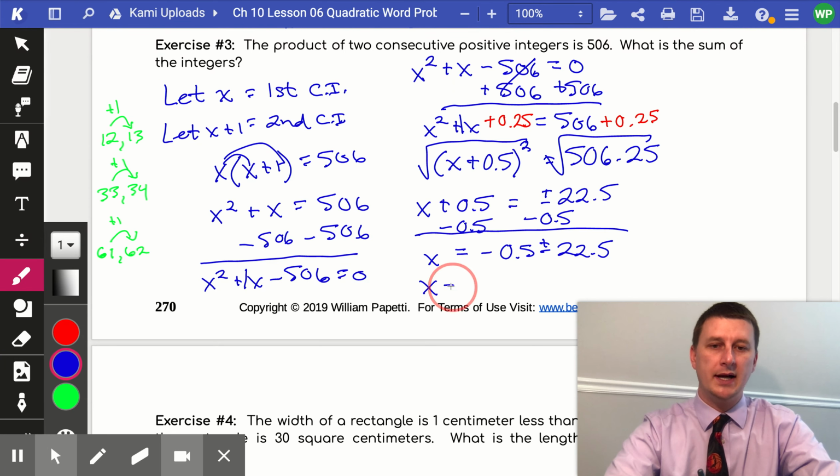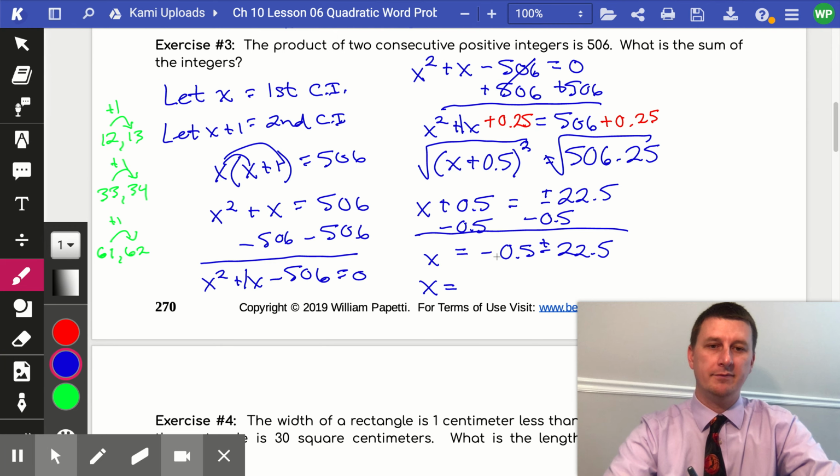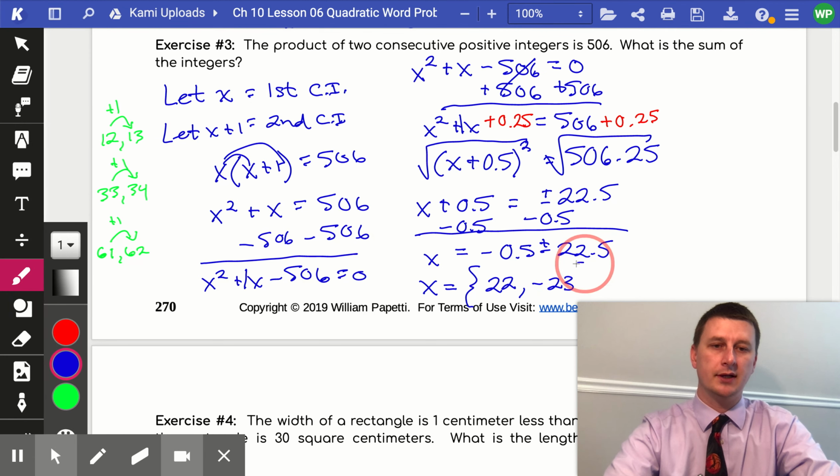Now again, we have two possible solutions here. We have negative 0.5 plus 22.5, and that will give us a solution of 22. And we have negative 0.5 minus 22.5, and that will give us a solution of negative 23. So of these two solutions, we need to go back and see what the question is asking. Well, first of all, we have to keep in mind that it wanted only positive integers, so we're going to reject that negative 23, and 22 is what we're going to work with.